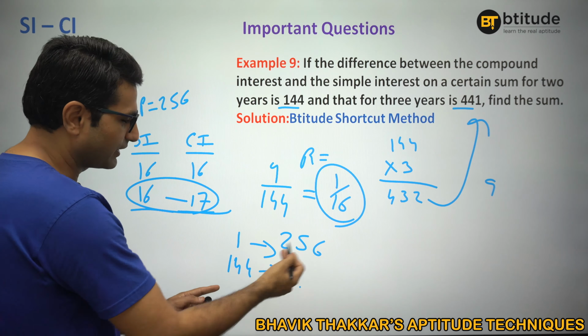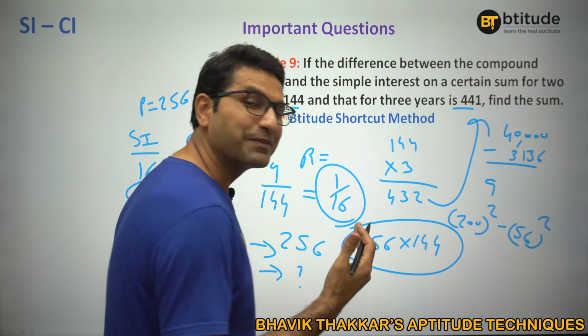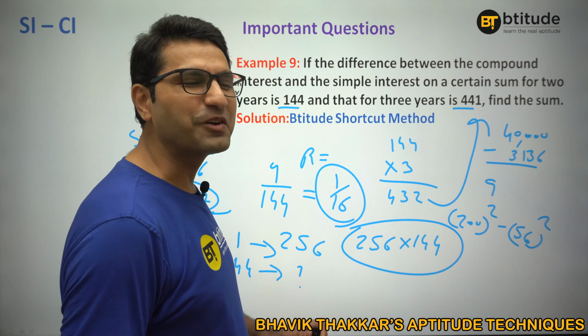A square minus b square is a plus b into a minus b. This is a plus b, right? Try to understand: 200 plus 56 is 256, that's a plus b, and this is a minus b, 200 minus 56. So a square minus b square, fine. This could be easy because 200 square is 40,000, minus 56 square, which will be 3136.